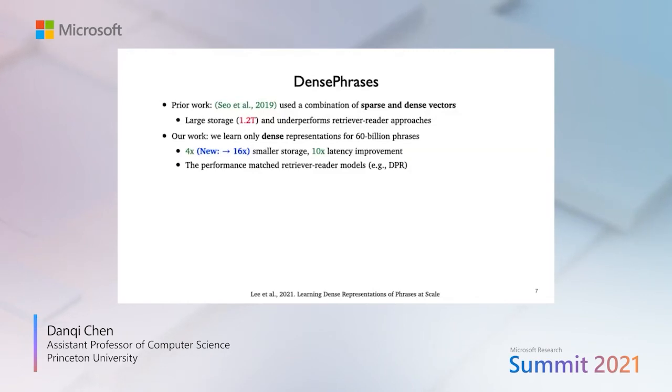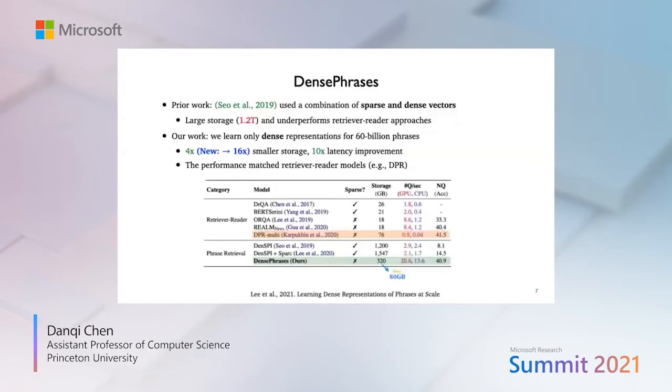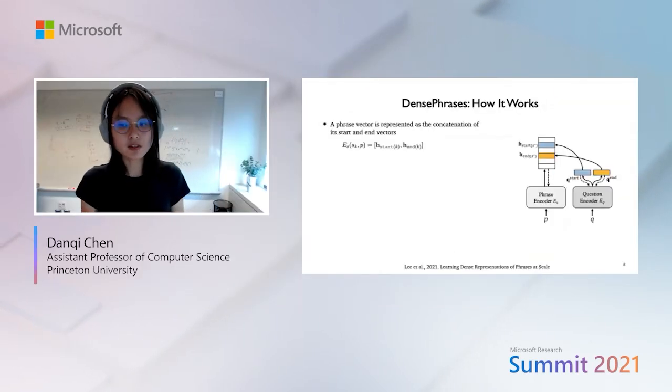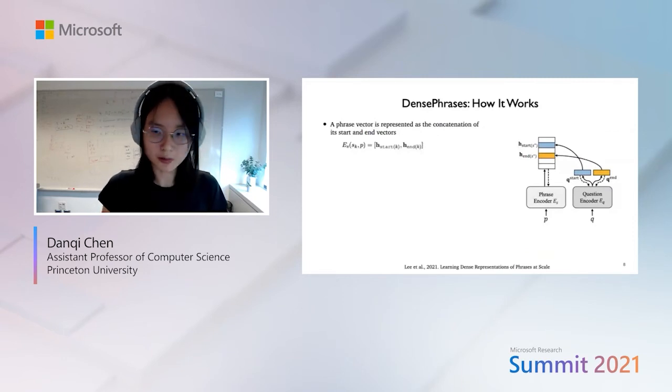And the more important thing here is DensePhrases is also much more accurate and even matches the previous retriever-reader models. As you can see from the table below here, when we compare DensePhrases to DPR, we found that DensePhrases can achieve similar accuracy and a similar storage, but it's 20 to 30 times faster on GPUs and can even run very fast on CPUs. So next, I'm going to give a quick sketch of how DensePhrases works.